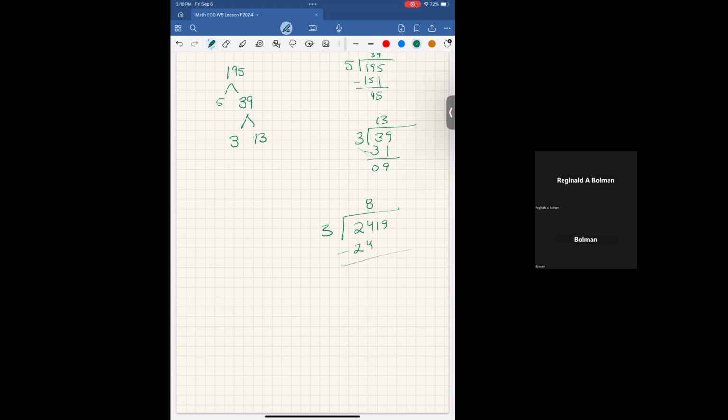Subtract. You're going to get 0. Drop your 1. 3 does not go into 1 any times, so you would say this is a 0. Drop your 9. 3 goes into 19, and this is an uneven amount. 3 goes into 19 6 times. 6 times 3 gives you 18, and that would be a remainder of 1.